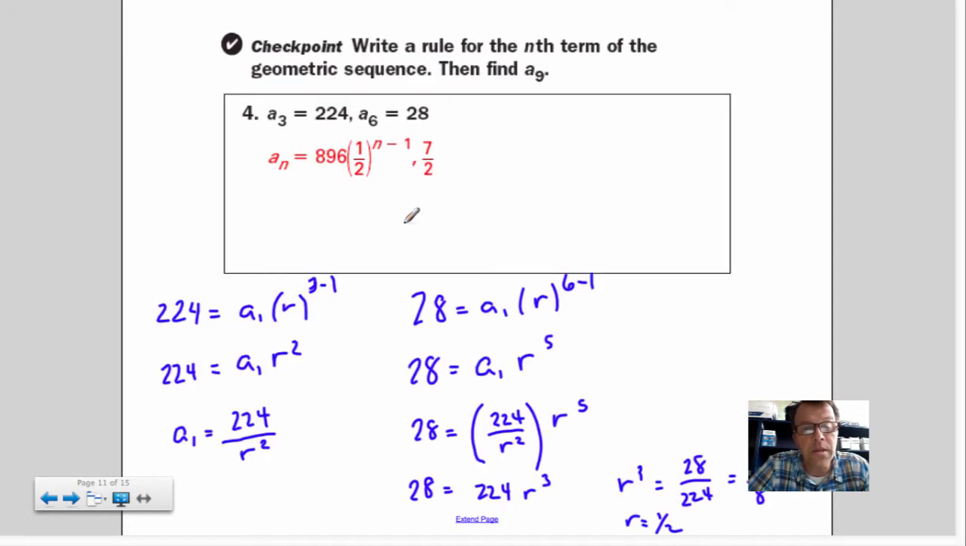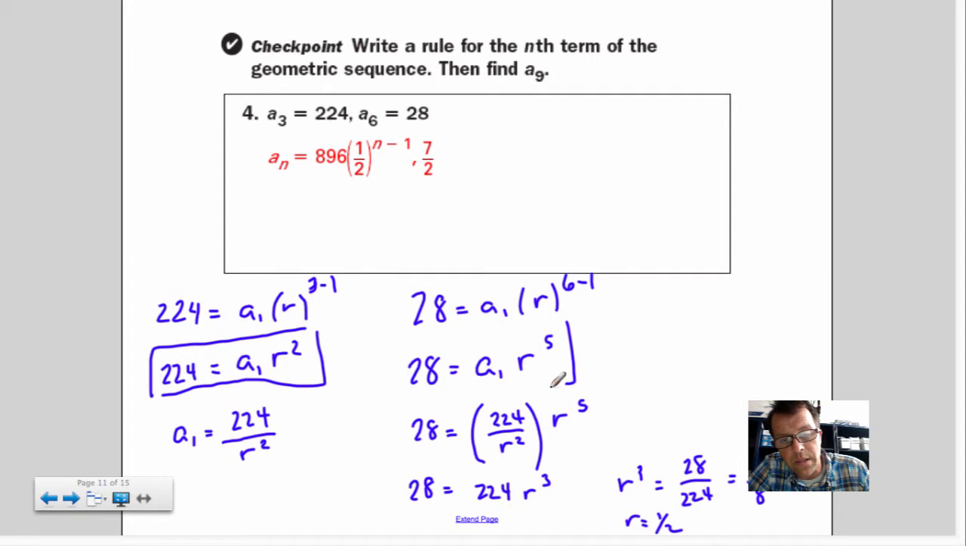And there's the answer. So again, this is quite a bit of work to set these up. Basically, you take the 3rd term, say, 224, n is 3. You reduce, there's your first equation. Again, nice to identify, okay, this is my first equation, and then I do the other term. 28 is the 6th term, so now I've got this equation, and then we're asking you to rely on your system of equation skills.